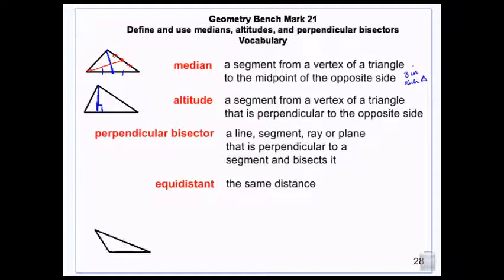If I draw a triangle like this, my altitude for a triangle like this has to go to a 90-degree angle to the other side. So it will actually be outside of the triangle. So an altitude can be in or outside of the triangle. A median is always inside the triangle. And you can be both an altitude and a median at the same time. If your altitude comes to a 90-degree angle and also hits the midpoint, you're both.